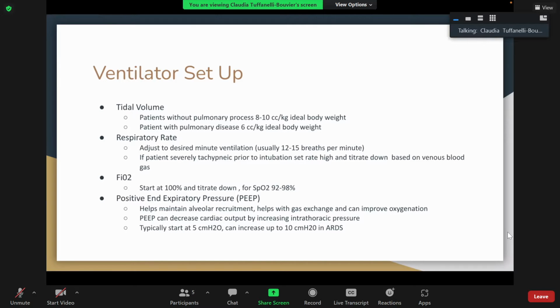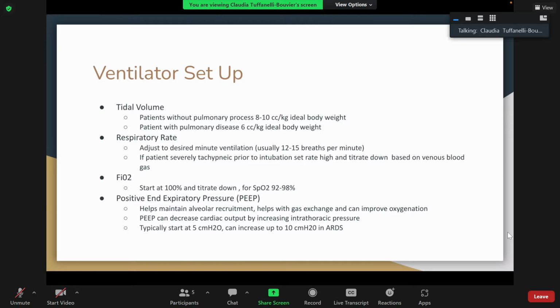And then finally, you're going to set the positive end expiratory pressure, or PEEP. Now, PEEP is there to help maintain alveolar recruitment. Adding that end expiratory pressure, a baseline pressure, helps keep the alveoli inflated. When they're inflated, it allows for gas exchange, and that allows the patient to have improved oxygenation.